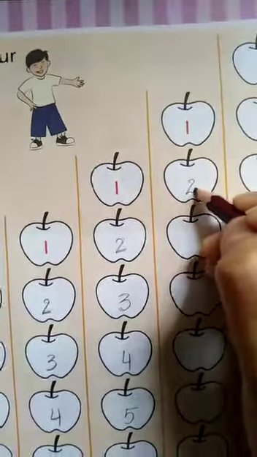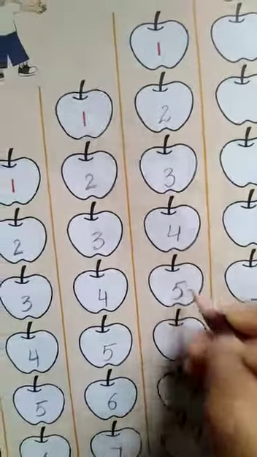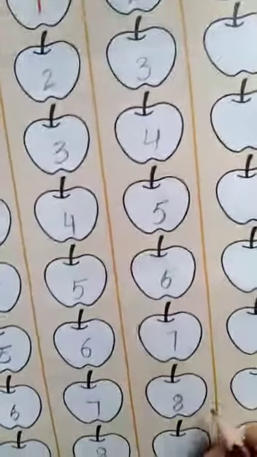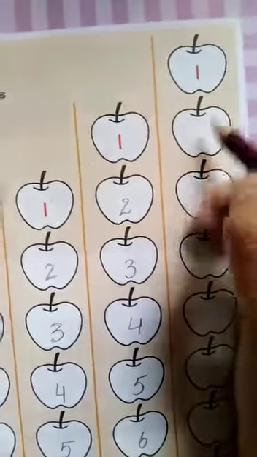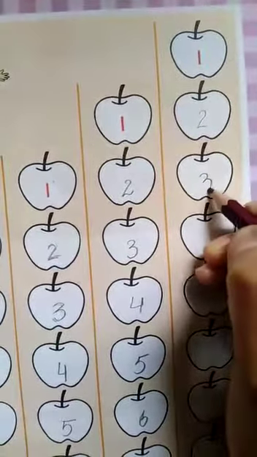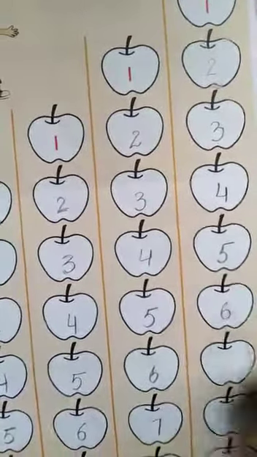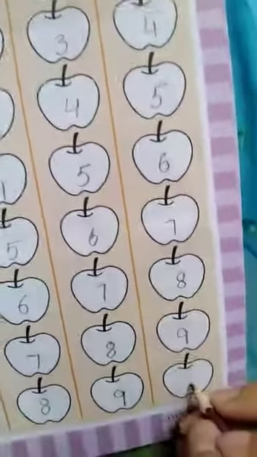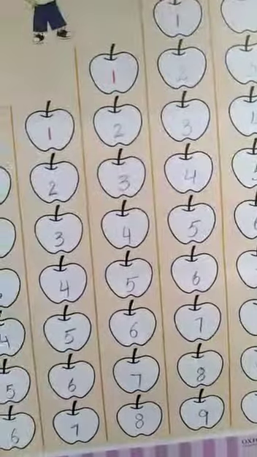1, 2, 3, 4, 5, 6, 7, 8, 9. How many apples are here in this line? 9 apples. Now count these apples. 1, 2, 3, 4, 5, 6, 7, 8, 9 and 10. How many apples are here in this line? 10. Now we have done our counting.